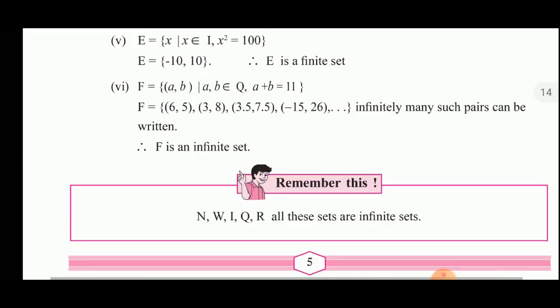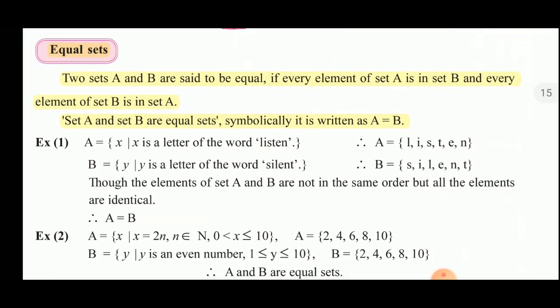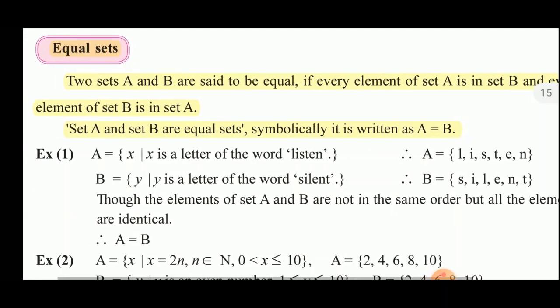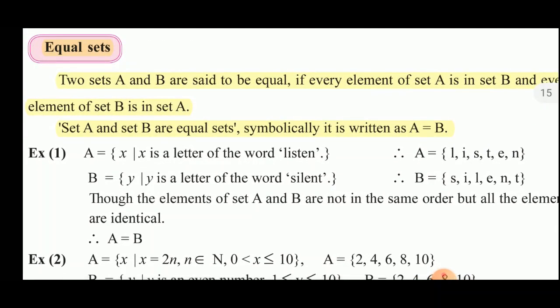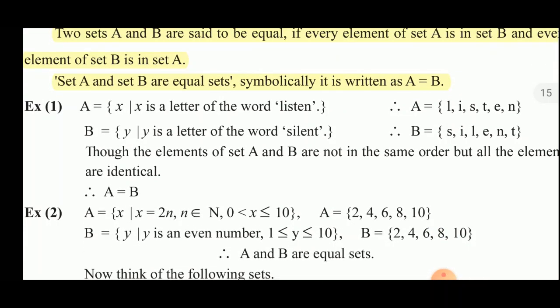Now after this, let us see the definition of equal sets. Two sets are said to be equal if every element of set A is in set B and every element of set B is in set A. So sets A and B are equal sets. Symbolically it is written as A is equal to B.